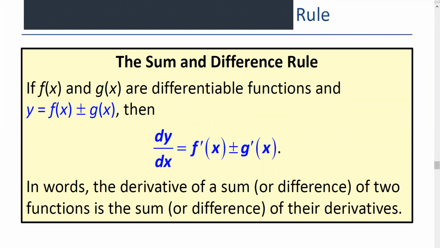If f of x and g of x are differentiable functions and y equals f of x plus or minus g of x, then the derivative dy by dx equals f prime x plus or minus g prime x.